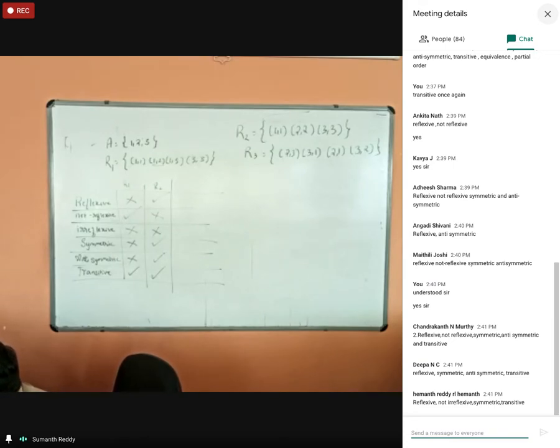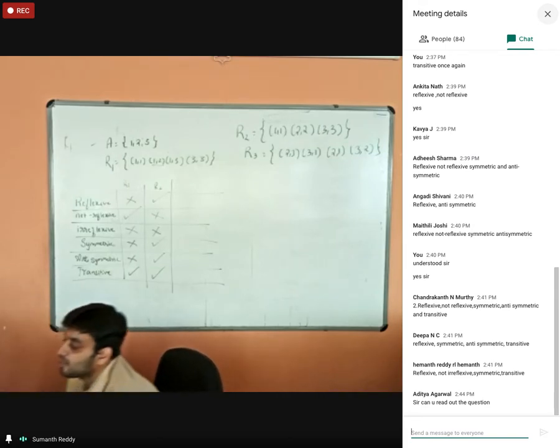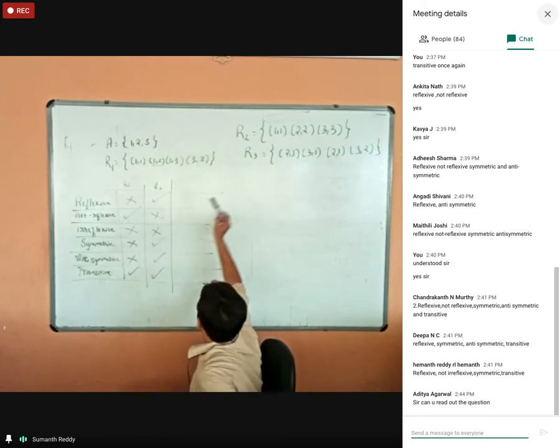Yes, Hemant Reddy, as I have told you, it will be reflexive, symmetric, transitive, and also antisymmetric, but it can't be not reflexive because all the elements are related to itself. Okay, so I think the board is not visible properly. I'll just read the question for you.